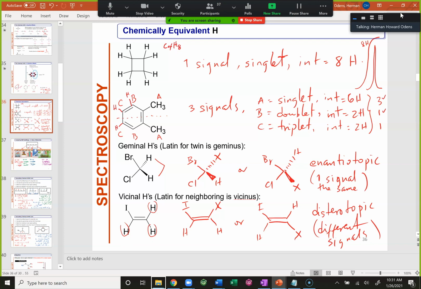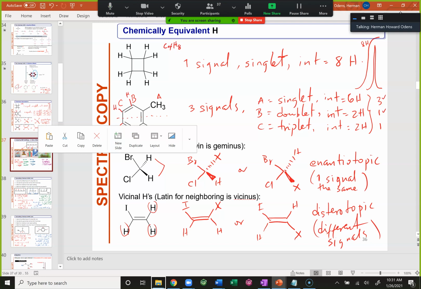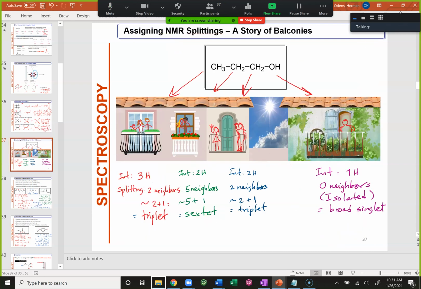All right. Now, how many of you have watched my analogy with the balconies? Not yet? All right. So where is it? Okay, so this is the way I teach NMR. I compare it to balconies. And in my recording, I go through great detail on that.